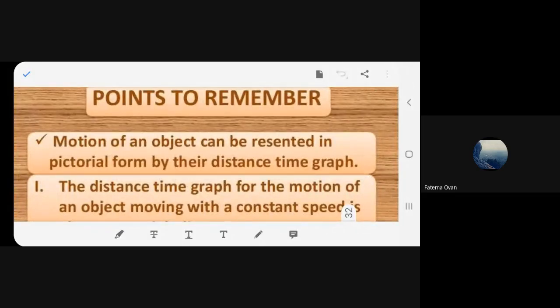Points to remember. Motion of an object can be represented in pictorial form by the distance-time graph. First, distance should be represented, don't you think so? Yes, ma'am. It is written wrong, doesn't matter, we should understand that. So we will show the distance-time graph, and we can show the motion in pictorial form.